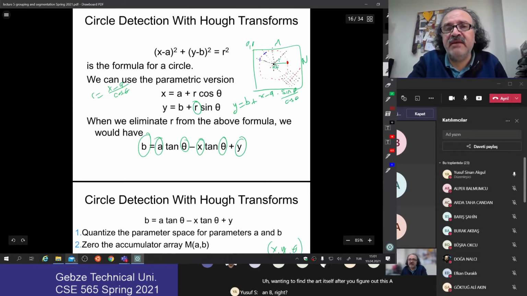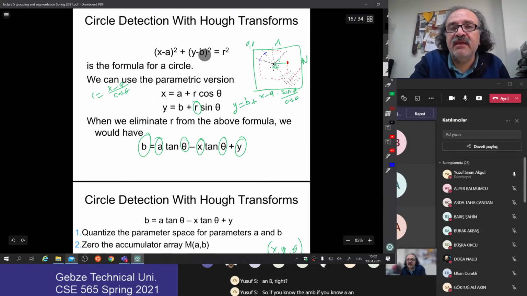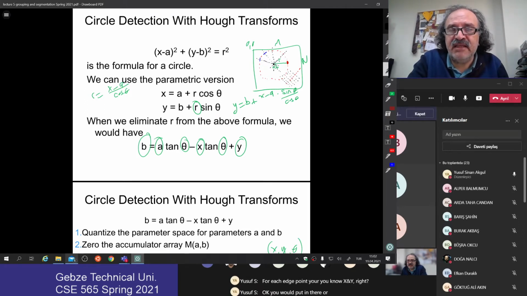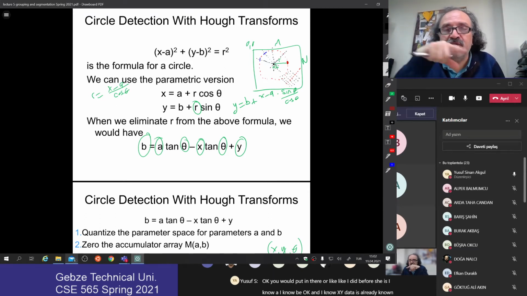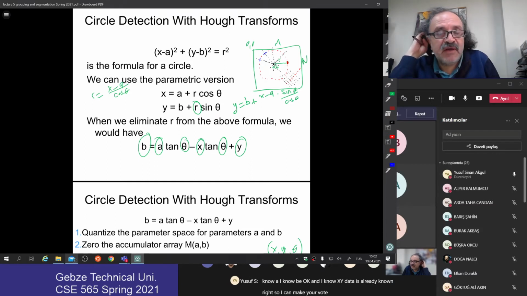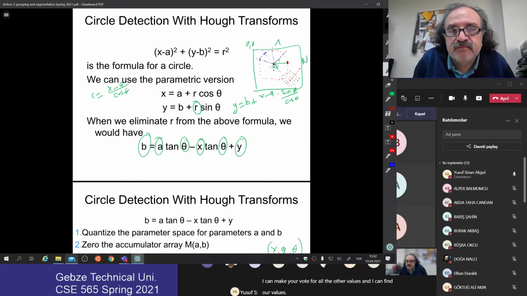So if you know A and B, for each edge point you know X and Y, right? You would put in there, or like I did before here. I know A, I know B, and I know X and Y. Theta is already known, right? So I can make a vote. I can make a vote for all the R values, and I can find the R values. Okay, good. Any questions?